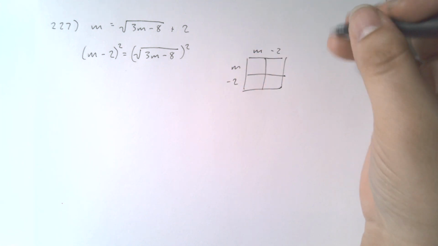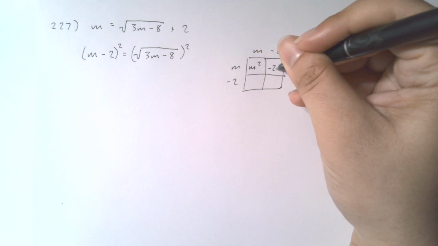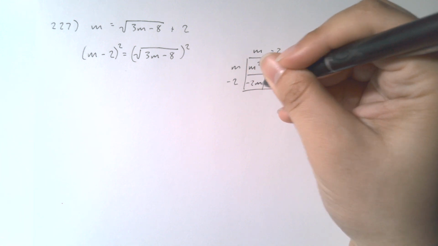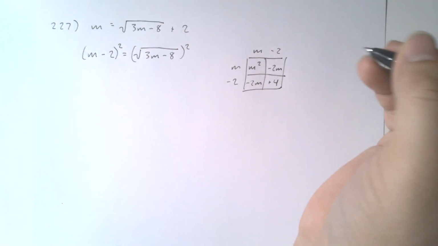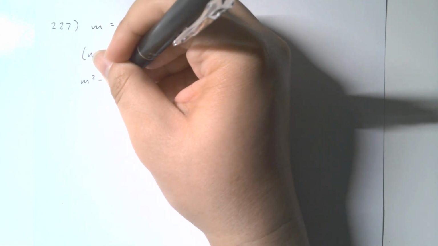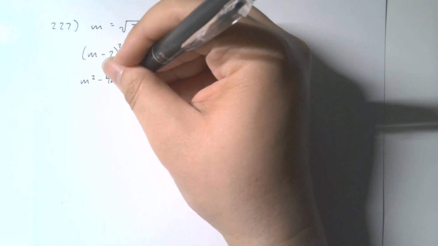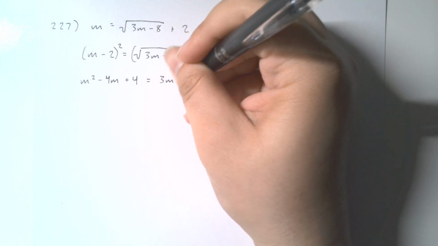So we can set up a box. We have m times m, which is m squared, minus 2m, minus 2m, and plus 4. And so for the left-hand side, we get m squared minus 4m plus 4. And this will be equal to 3m minus 8.